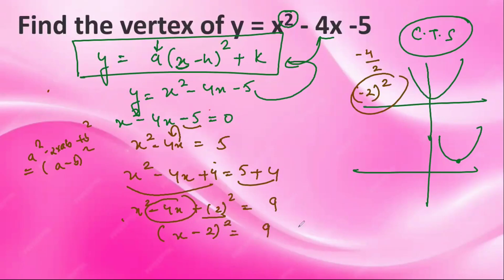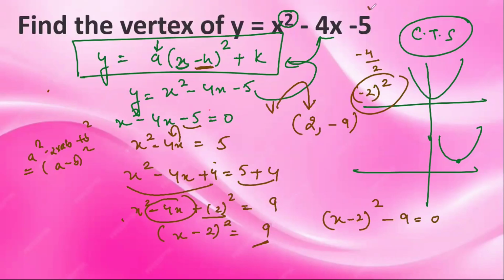Now when I take this part to the left hand side, it gives me this, equal to 0. Whatever you have with x, so it's negative 2. So what is h here? h is 2. Okay, this is the vertex form. And what is k? Whatever is written in positive, because it's plus k, but here it is negative, so I'm taking k as negative 9. So this is the vertex of this quadratic equation.